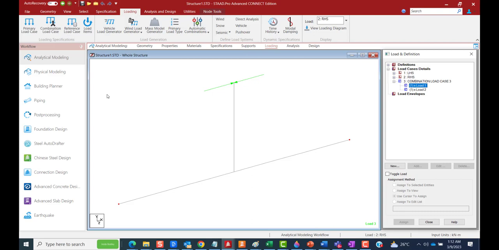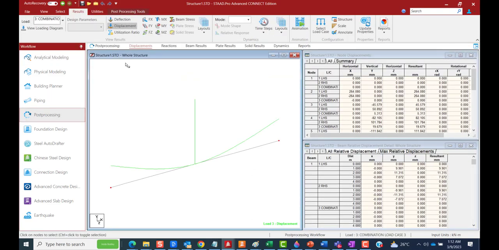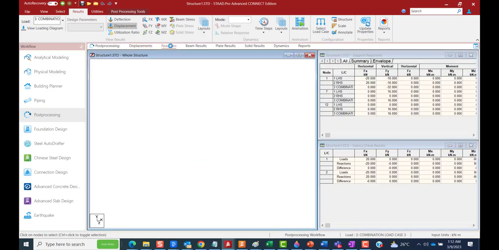But if I see the result, again the combination case, what could I see? You can see it took the shape of an arch, which looks very unnatural, very unusual, this shape function. And if I see the reactions, you can see this portion experiences 16 kilonewton, this portion also experiences 16 kilonewton, and this one is minus 32.